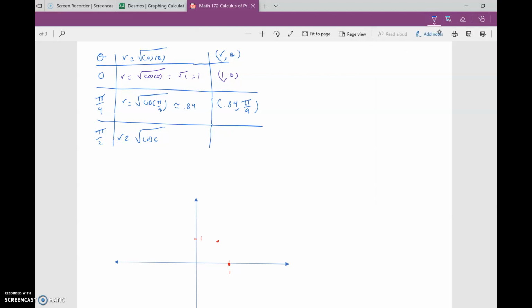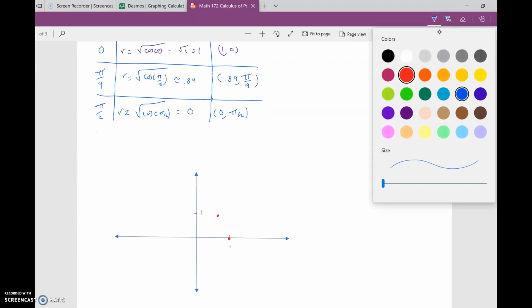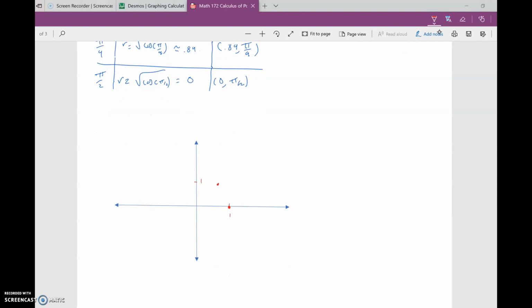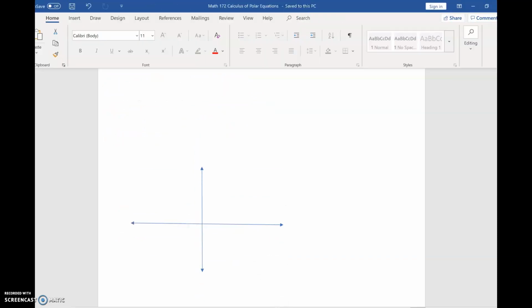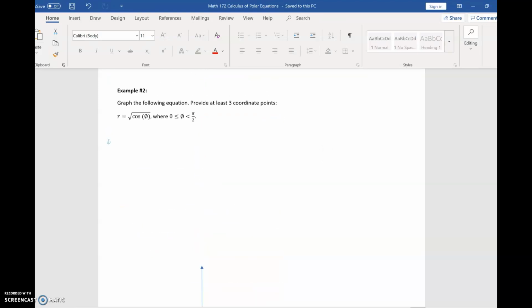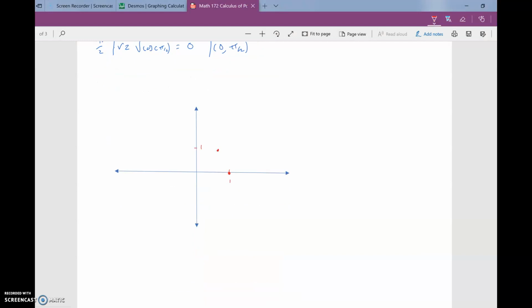Okay, so cosine of pi over 2 is going to give us 0, so technically a radius of 0 at an angle of pi over 2. It's going to be an open circle. A radius of 0 at an angle of pi over 2 is just going to be an open circle here.